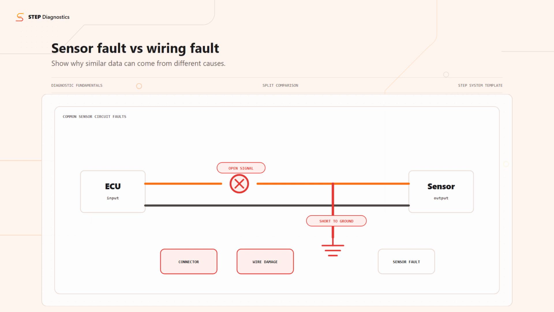Show why similar data can come from different causes. Sensor versus wiring versus connector versus ground versus mechanical cause.